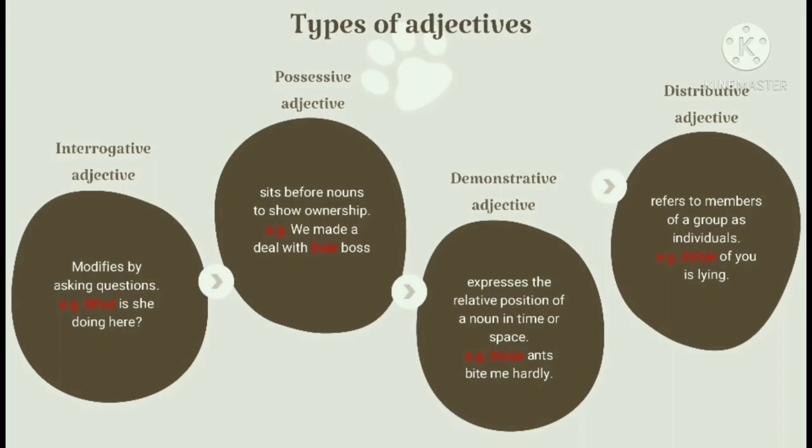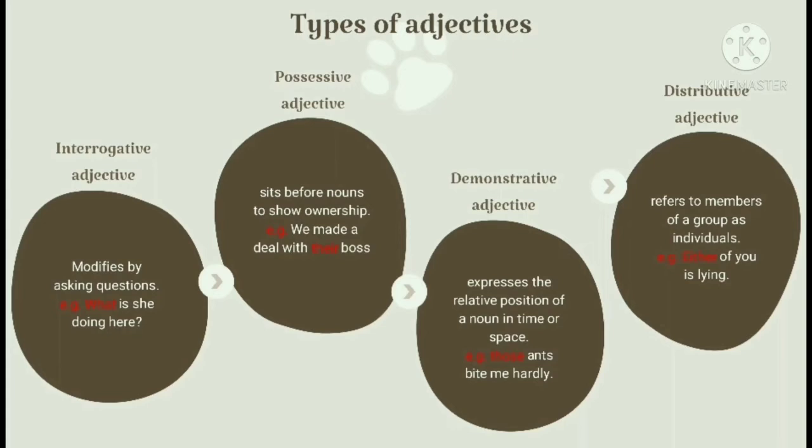Next, a possessive adjective is a word that sits before nouns to show ownership. For example, we made a deal with their boss. The word their here is a possessive adjective.